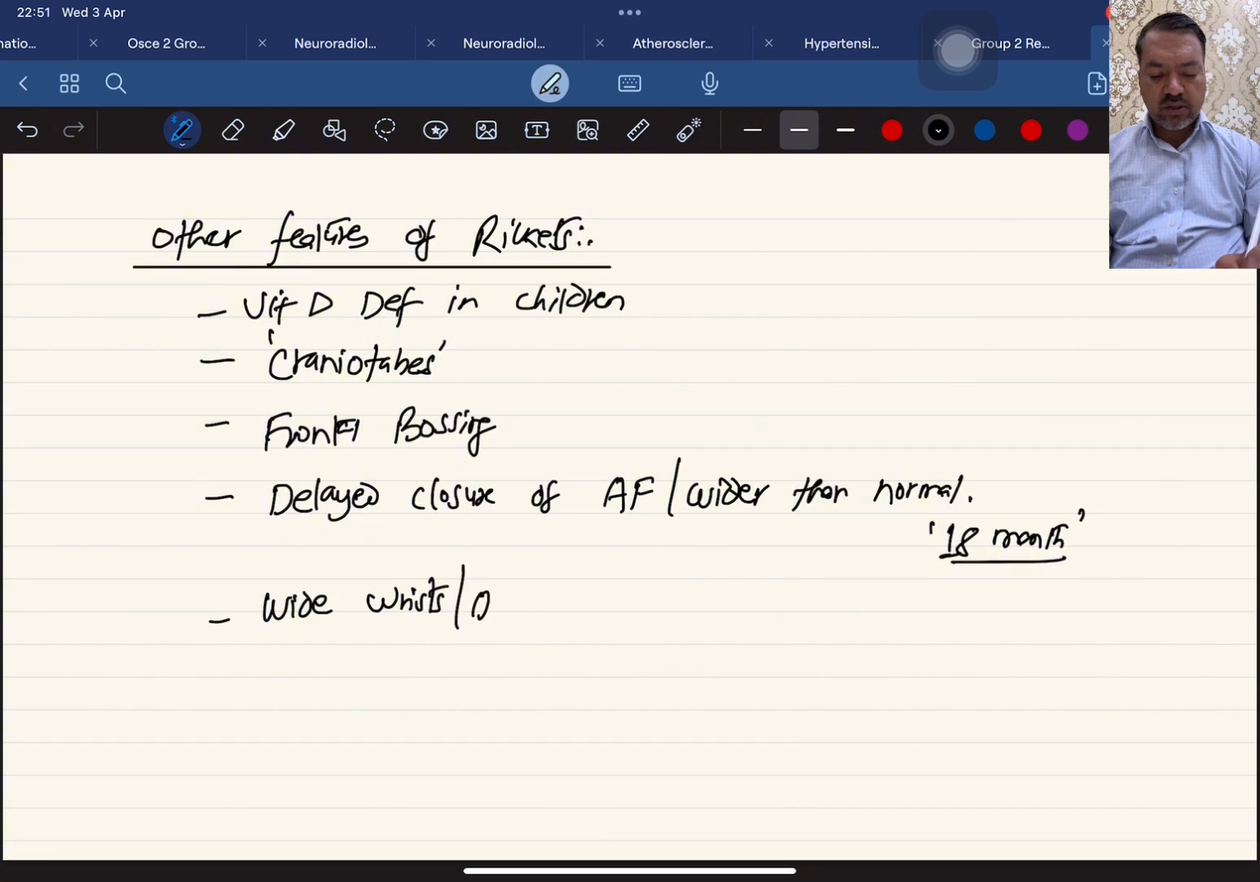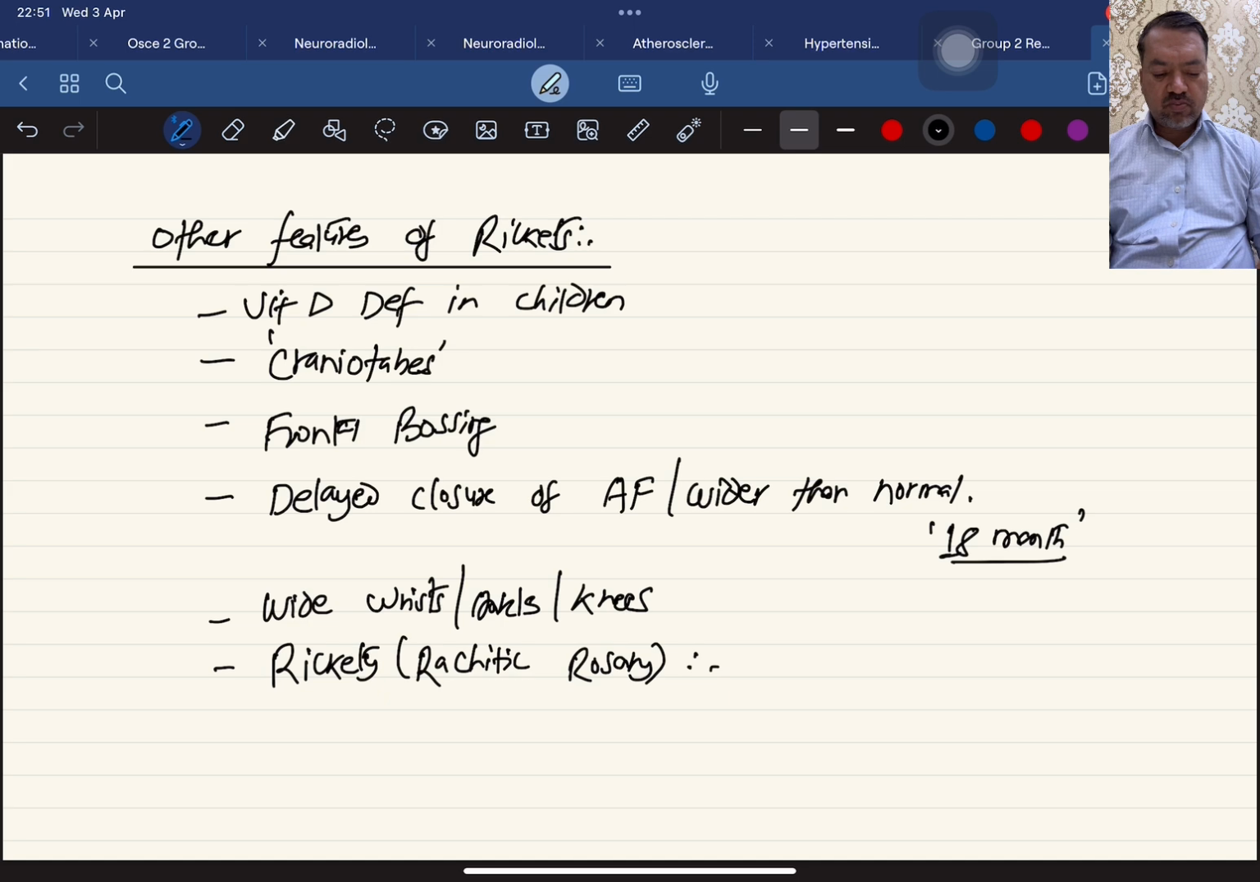Another is wide wrist or ankles or knees. We already talked about that. Another one is rickety or rachitic rosary. What do we mean by that? This is prominent and rounded costochondral junction.